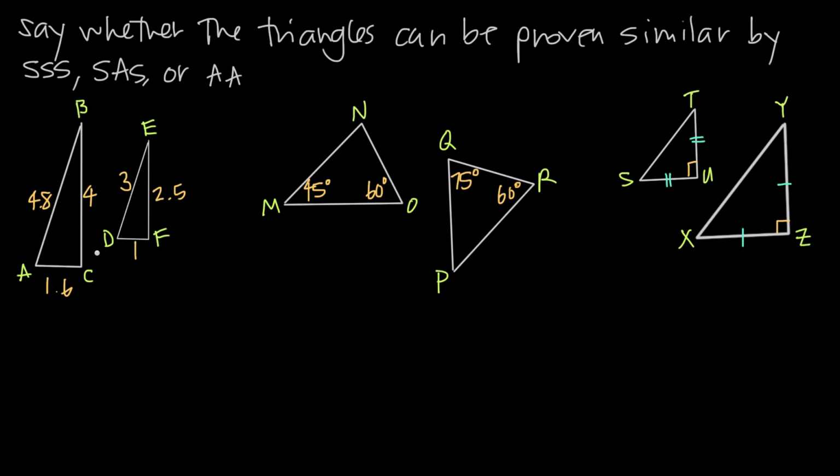We have two triangles, triangle ABC and triangle DEF, and we're trying to prove whether or not they're similar. Well, first of all, remember that similar triangles are triangles that have three congruent interior angles. So in this example, we'd be looking for angle A to be congruent to angle D, angle B to be congruent to angle E, and angle C to be congruent to angle F. So we're looking for three sets of congruent interior angles.